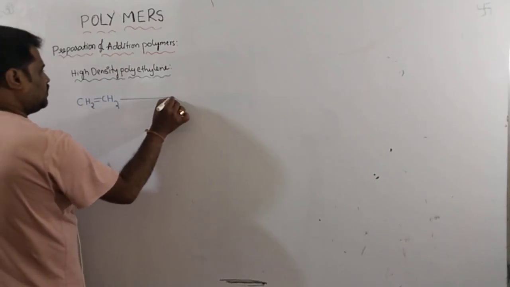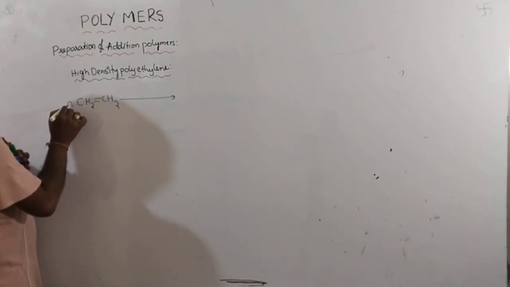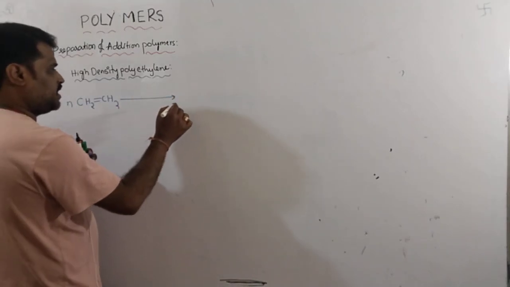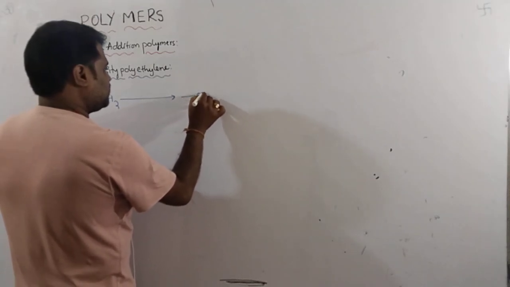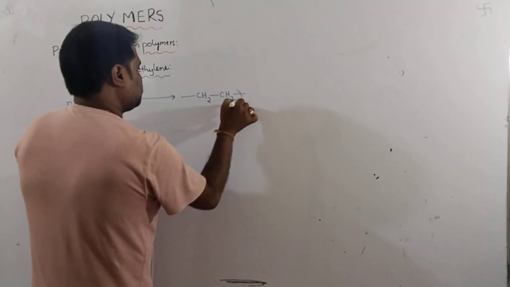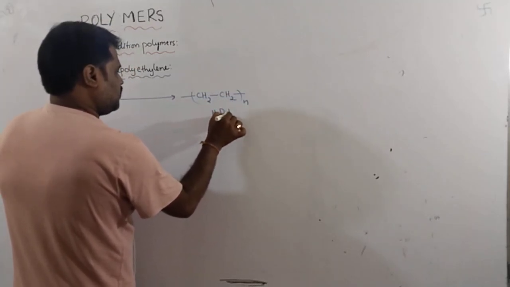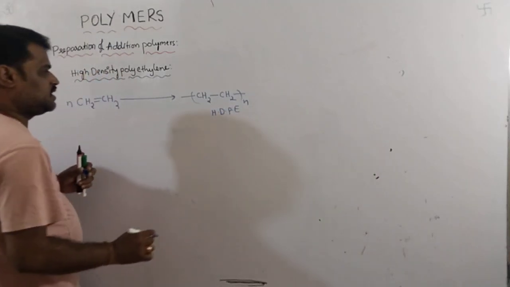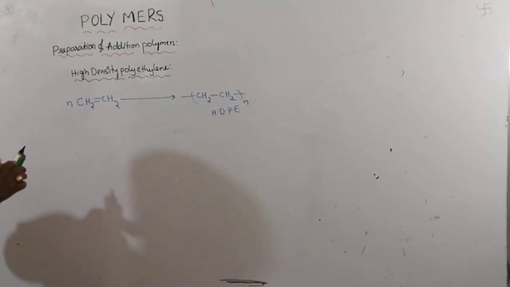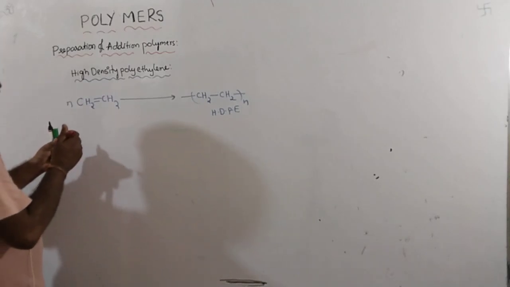Repetitive addition of n number of ethylene monomers makes polyethylene, that is, the formation of high density polyethylene, in the presence of a catalyst.